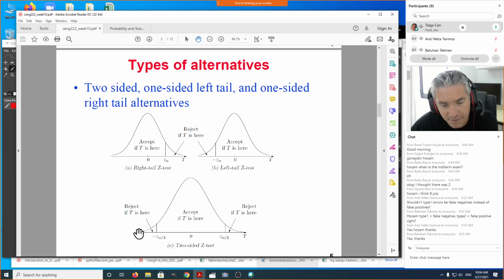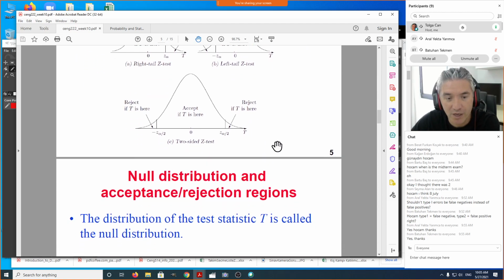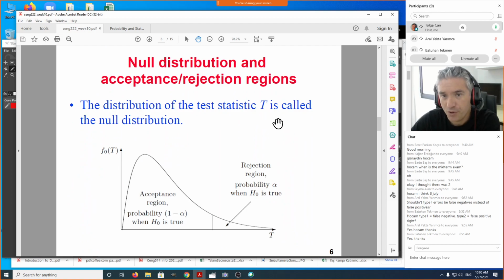But here, if you're having a two-sided z-test in which maybe we're looking for cases where both extremities are bad, in that case, we will conduct a two-sided z-test where the area under the curve to the left is alpha over 2, and to the right it's also alpha over 2. The null distribution is the distribution we have under the assumption that the null hypothesis is true. And the null hypothesis is always an equality. And as I said, the reason that it's always an equality is to have a specific distribution like this.